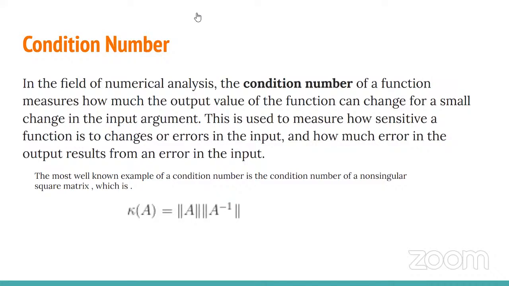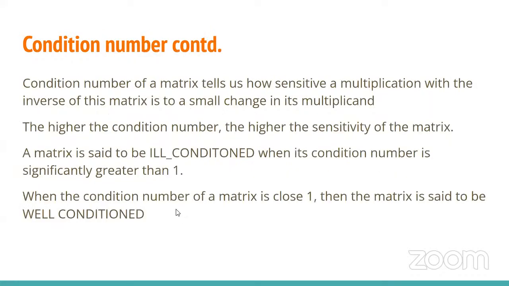Next slide. I think we already explained this. The condition number of a matrix tells how sensitive a multiplication with the inverse of this matrix, based on the formula I just showed, is to a small change in its multiplicand. So what we're saying is the higher the condition number, the higher the sensitivity of the matrix.